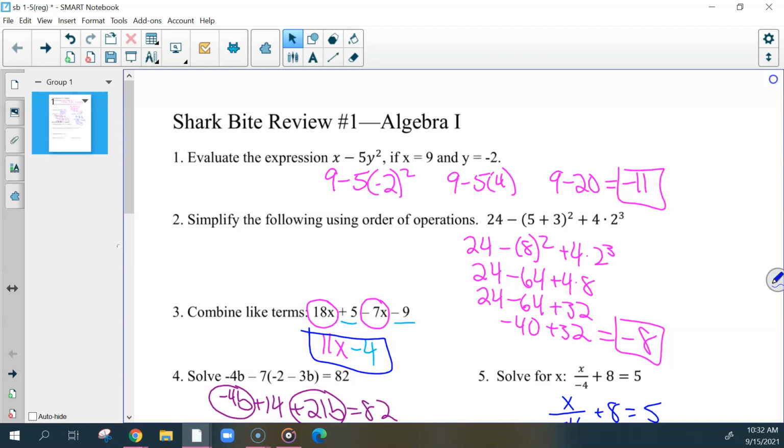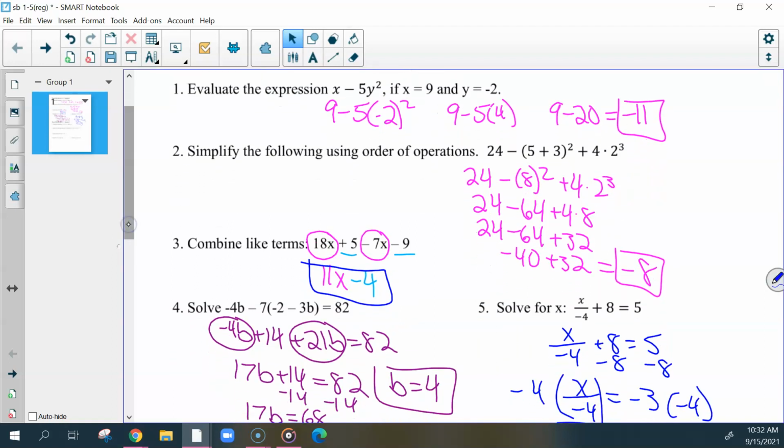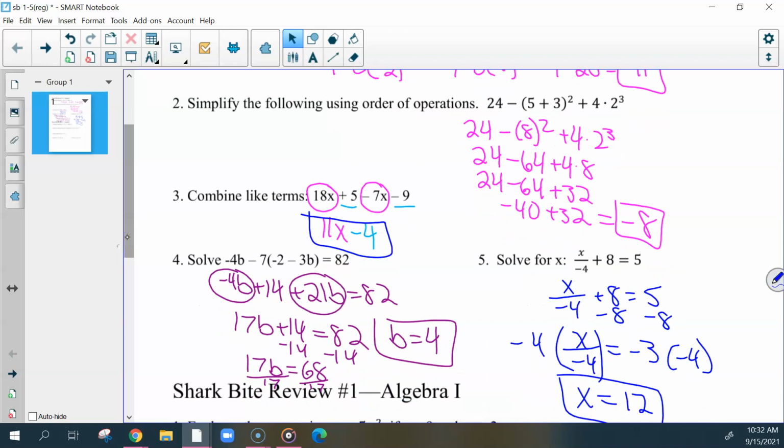I'll go with the answers first, and we'll talk about how we got it. Number 2 would have been negative 8. 3 was 11x minus 4. 4 should have been b equals 4. And 5 was x equals 12.